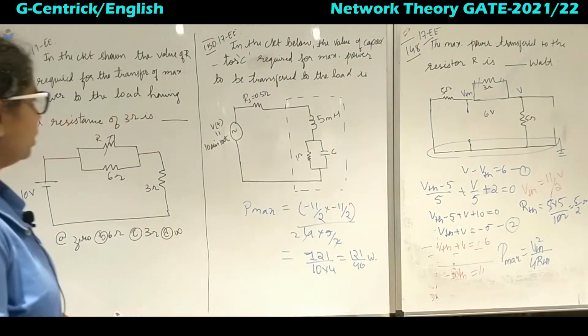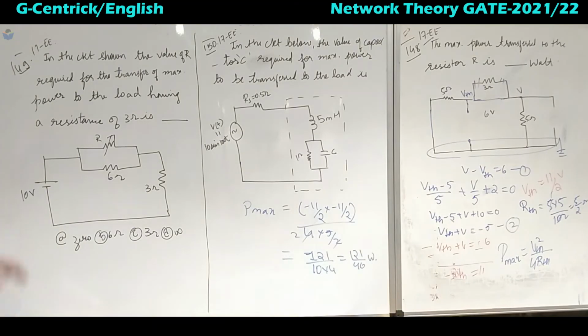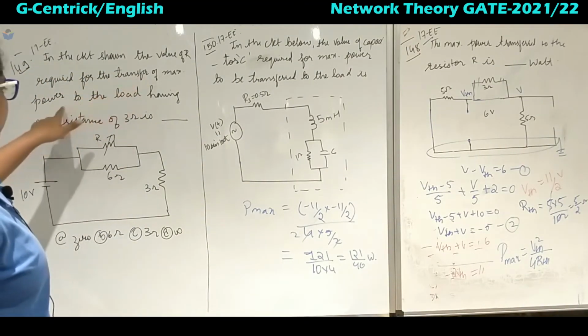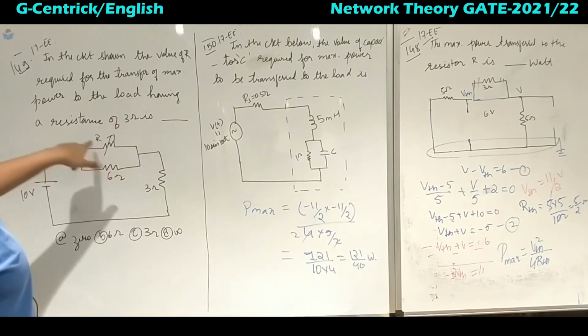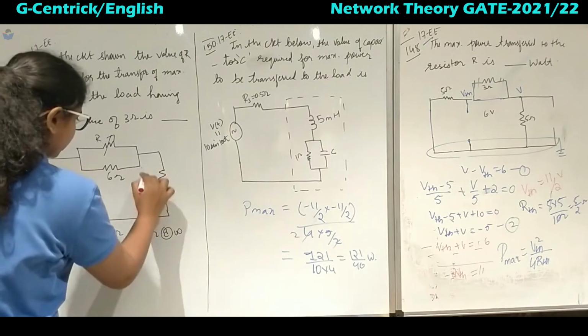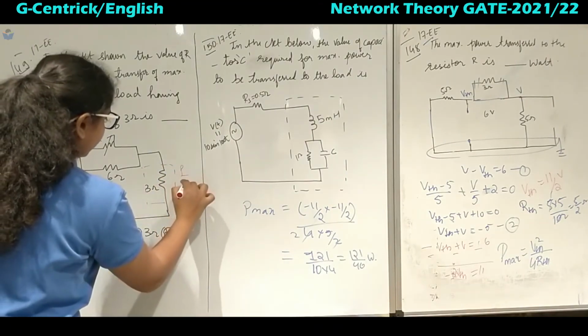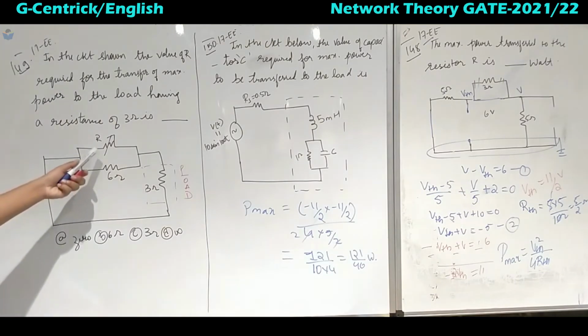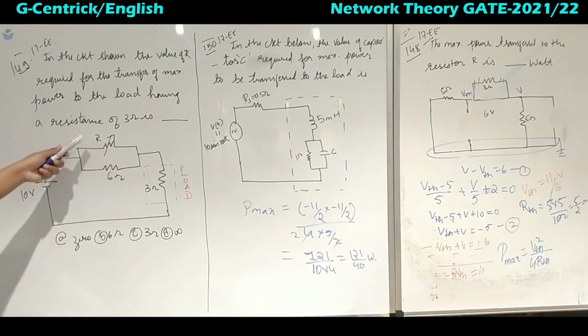Next we will come to the 149th question. In the circuit shown, the value of R required for the transfer of maximum power to the load having a resistance of 3 ohm is. So here in this case, this is the load. But what is our variable? R. Okay, so that is RS.